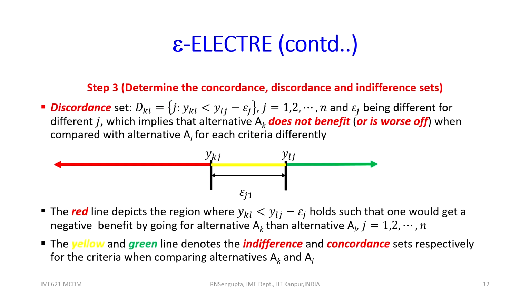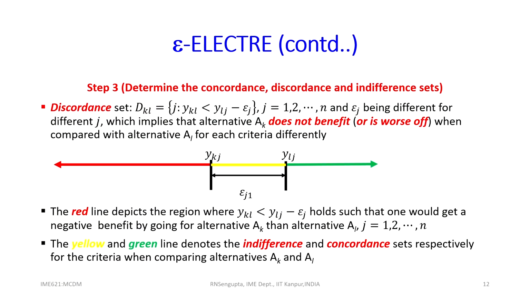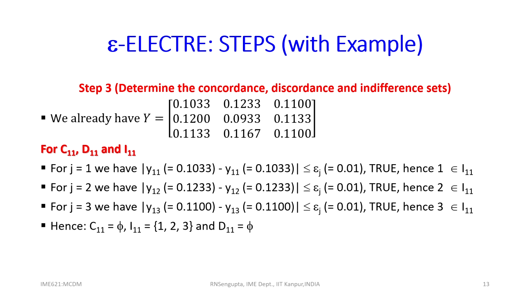Step 3, you will basically find out the discordance set. As you have found out the concordance, you will find out the discordance set, which is the red line, and the yellow line would be the indifference ones. Once we have that, based on Y I am trying to analyze. Y means basically the normalized X multiplied by the weights. Weights were, if you remember, all 1/3, 1/3, 1/3.